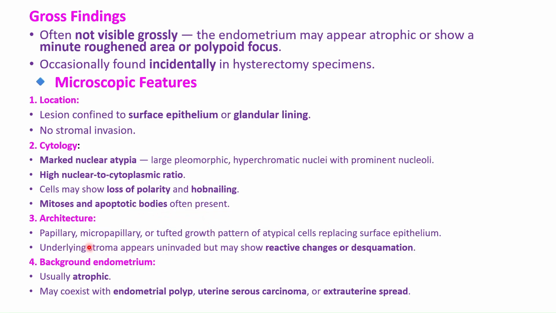Architecture, if we see in low power: papillary, micropapillary or tufted growth pattern of atypical cells. The underlying stroma appears uninvaded but may show reactive changes or desmoplasia, and the background is mostly atrophic and may coexist with endometrial polyp, uterine serous carcinoma or extrauterine spread.